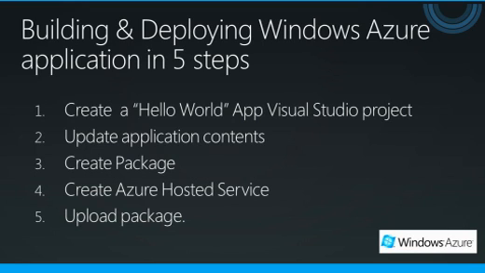In today's session, we'll deploy and build a Windows Azure application in 5 easy steps. I'll quickly go through what we're going to do today. We'll be creating a Hello World application using a Visual Studio project in .NET. We'll update application contents with some Azure stuff or simple changes. We'll create a package which includes a configuration definition file. We'll create an Azure hosted service, and finally we'll upload our package in Azure. Let's do it in the next 5 minutes.